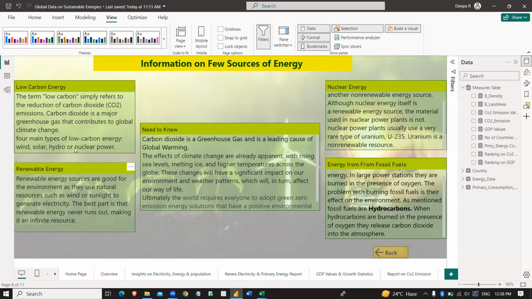The difference between renewable energy and the low carbon energies: for nuclear power, we need to establish plants and all, which again uses energy to construct the plants. Compared to low carbon energy, we can concentrate more on renewable energy, but low carbon energy is also a good thing to generate electricity compared to fossil fuels. Okay, so let me get back to the page.